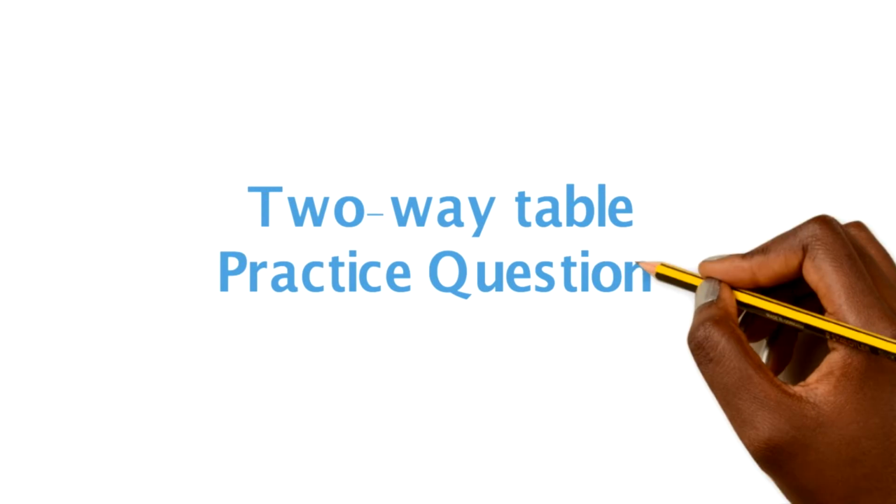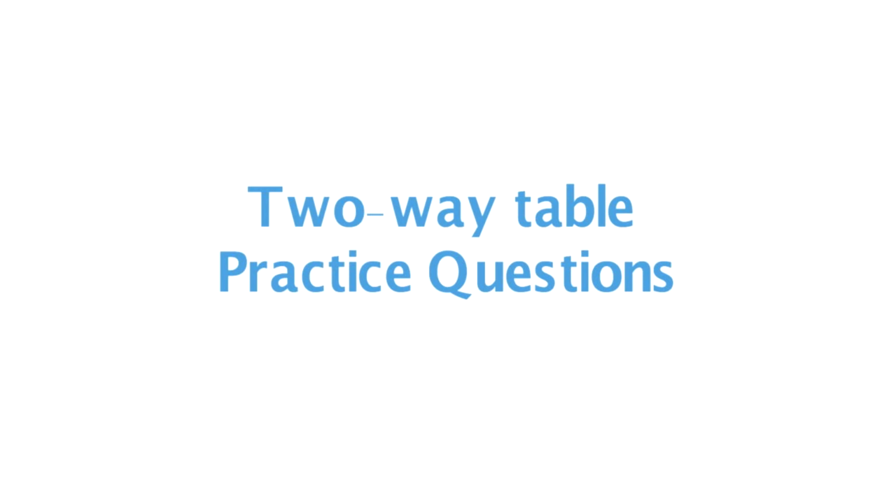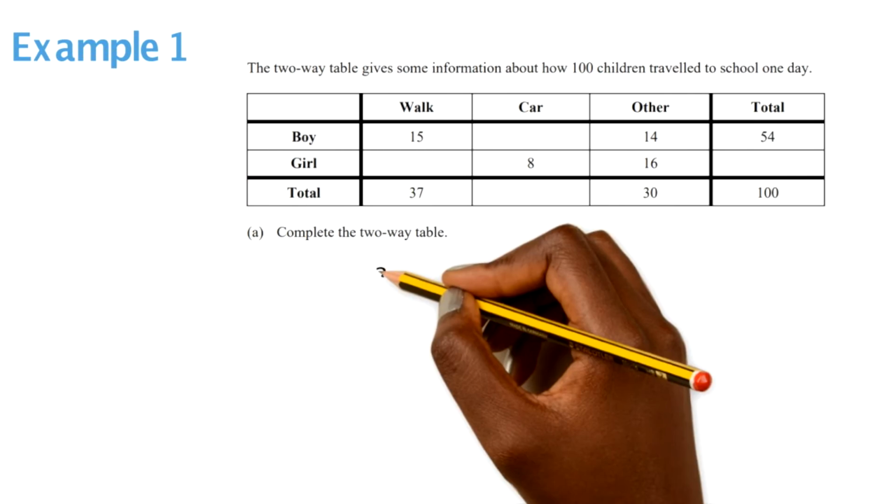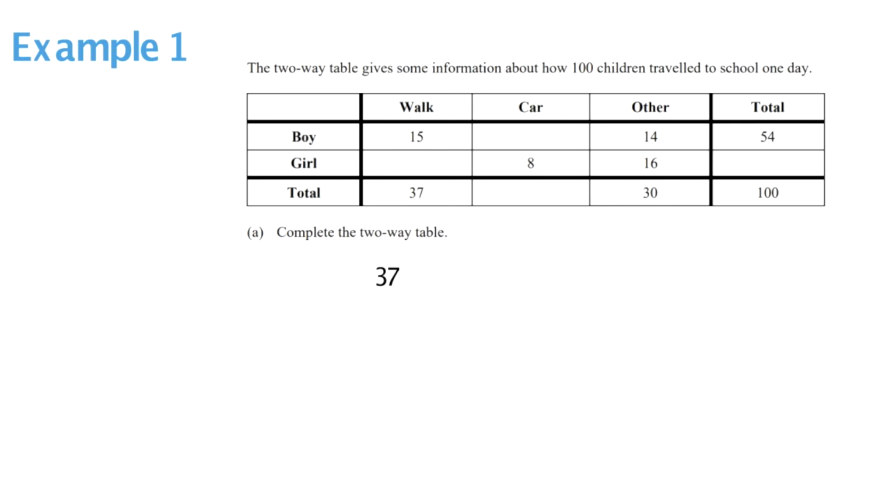So now we're going to move on to two-way table practice questions. Straight into practice questions for these, best way to learn for them. So example 1. So here we've got our two-way table and it usually just asks you to complete it. So there's different ways you can do it. So just because I'm doing it one way doesn't mean that's the only way to answer this question. There's different ways, whichever one's best for you. So this is the way I did it.